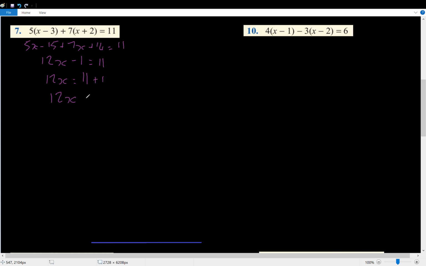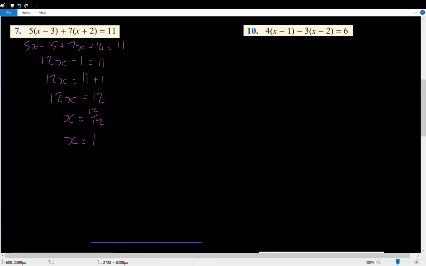So 12x is equal to 12, and then we're going to bring our multiply by 12 across. It's going to become a divide by 12. We get x is equal to 12 divided by 12, which means x is equal to 1 in this case.